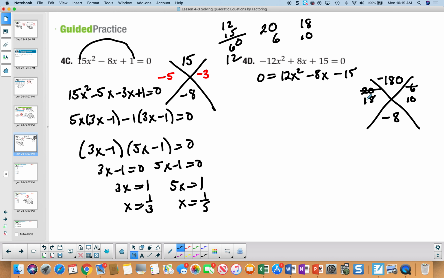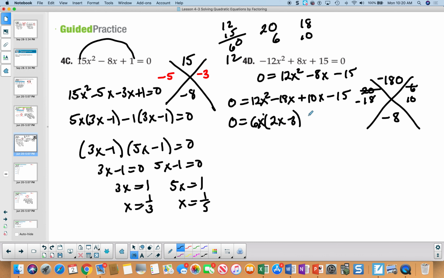So I know these have to multiply to be negative but add up to this. So I want this to be the negative right here. So these two multiply to be this, and they add up to this. So now I'm going to rewrite the negative 8x as negative 18x plus 10x minus 15. And I think I can get a 6 out of here and an x. So this will be 2x minus 3.